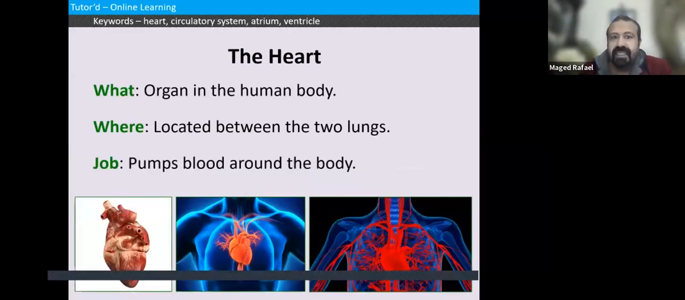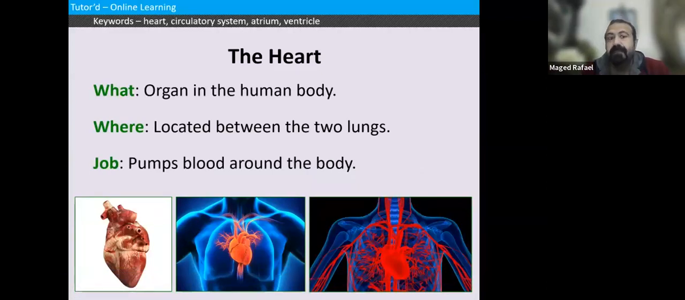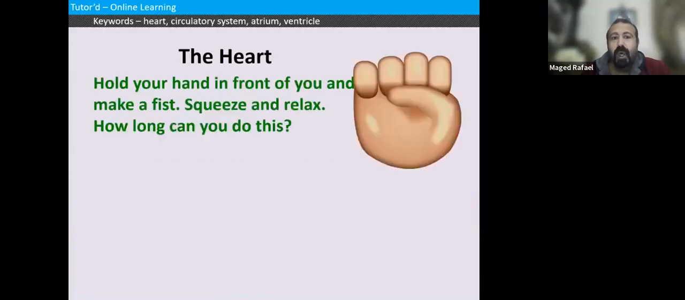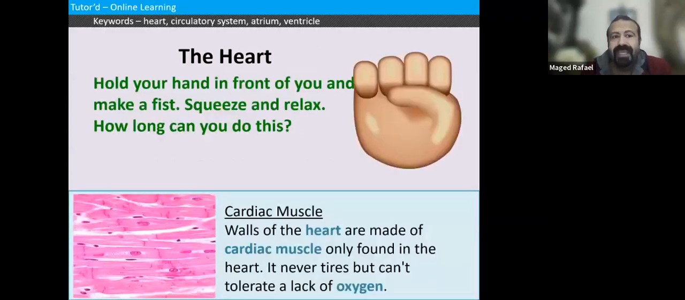The heart is one of the major organs in the human body located between the 2 lungs, and the main function of the heart is to pump blood around the body. So if you hold your hands in front of you and make a fist, squeeze and relax. How long can you do this? Squeeze and relax, squeeze and relax. Definitely, because the muscles in our hand are not the same as the cardiac muscle.